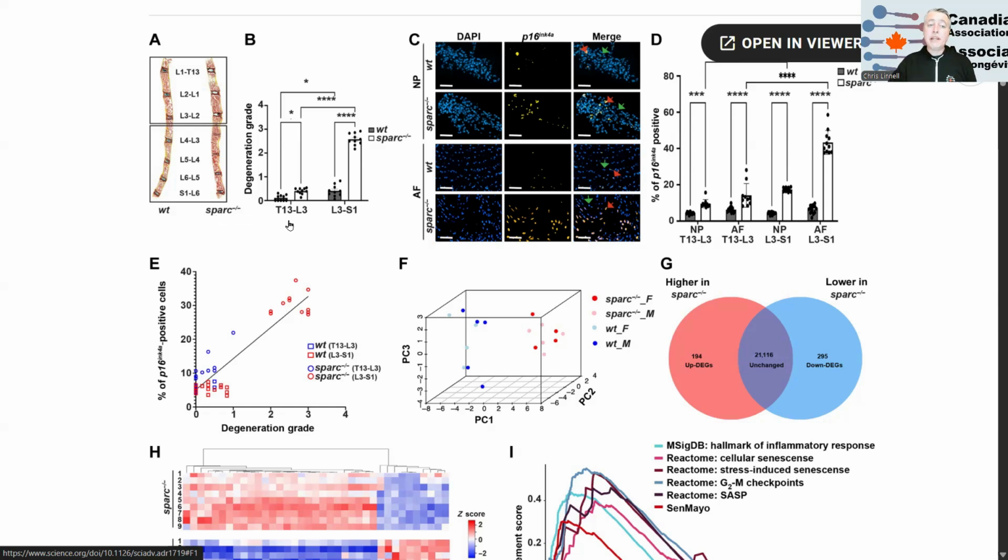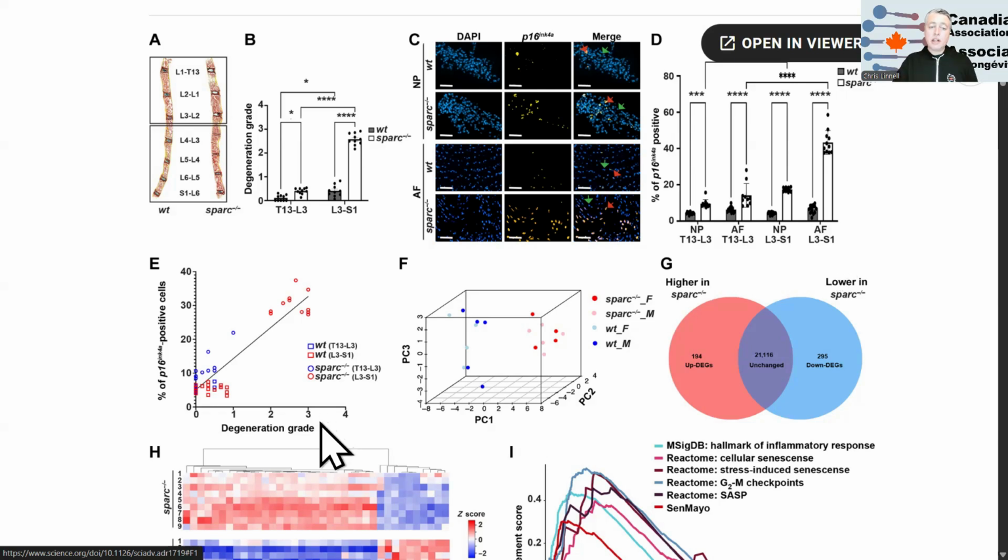And you can see in B here, compared to wild type or normal mice, the SPARC mice had a higher grade of degeneration both in the upper and in the lower back, as you can see by the white bar being much higher than the gray bar here. They also had much higher levels of senescent cells in the intervertebral disc, as you can see in B here, which was especially marked in the lower back. So NP stands for nucleus pulposus cells, which is the gelatine cushioning between the vertebrae, which act as a sort of shock absorber. And AF stands for annulus fibrosus, which is the collar around that shock absorber.